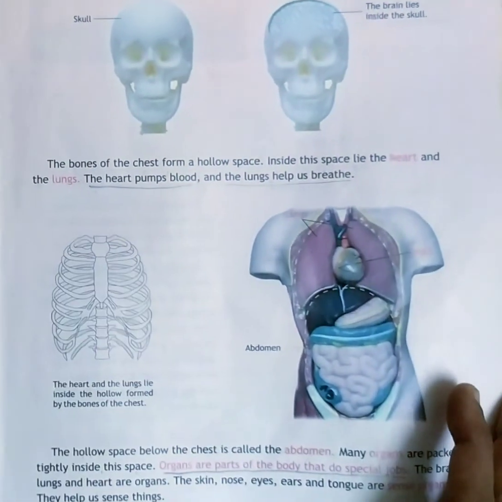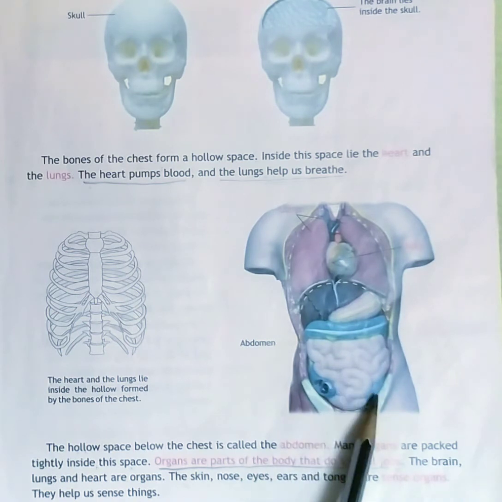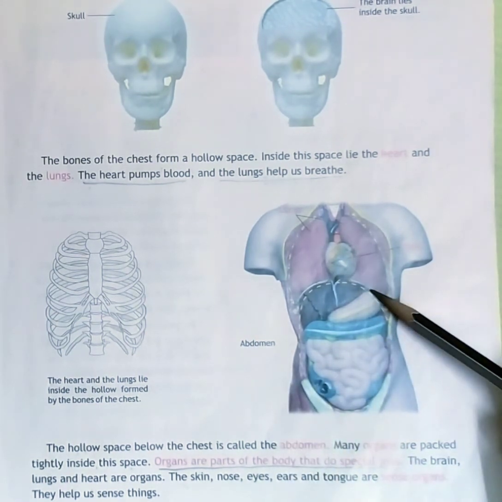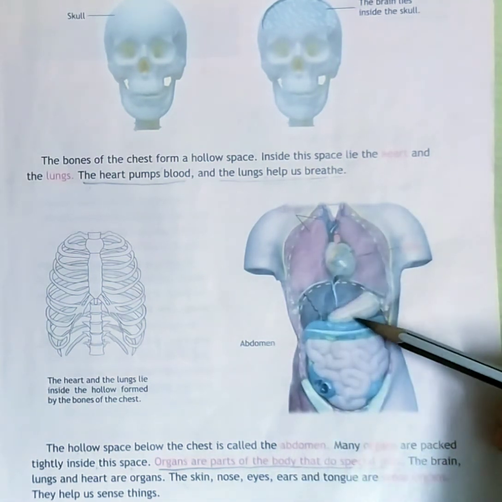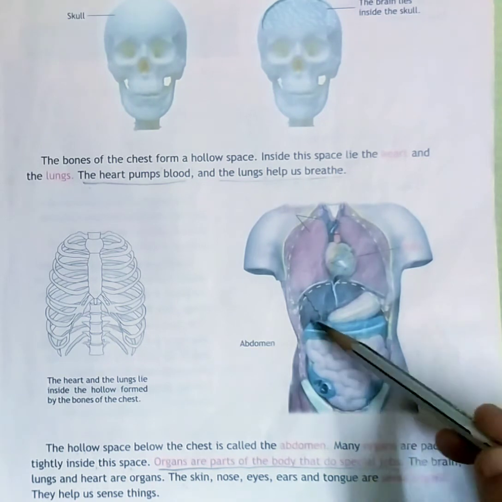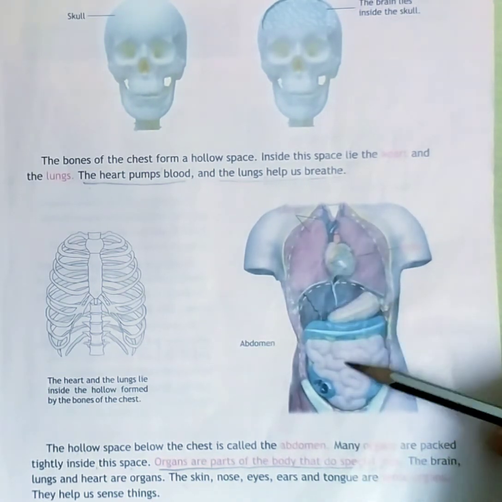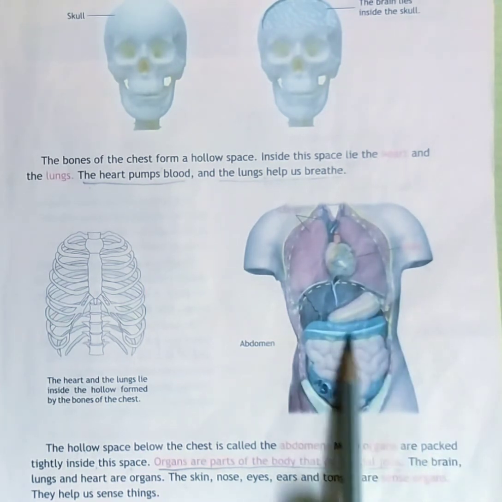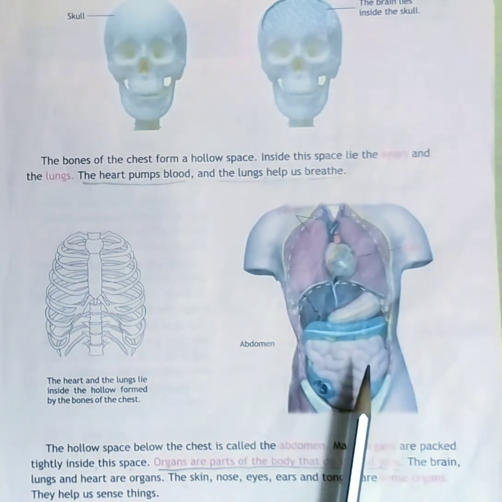Okay, what is next? We learnt about the abdomen, the hollow space. Where is the abdomen? This is the chest. Below the chest is called the abdomen. The hollow space below the chest is called the abdomen.